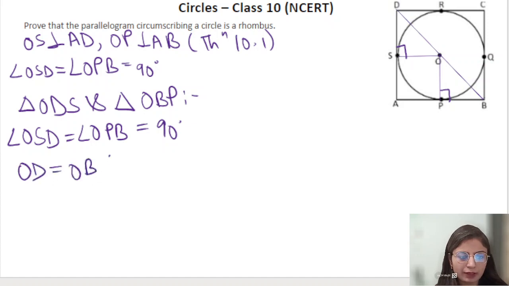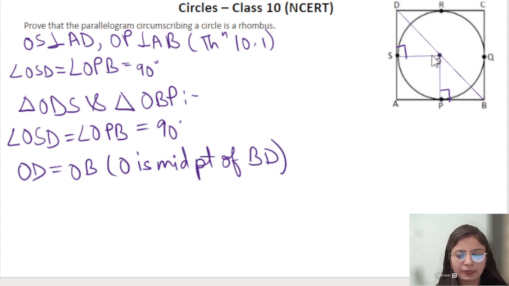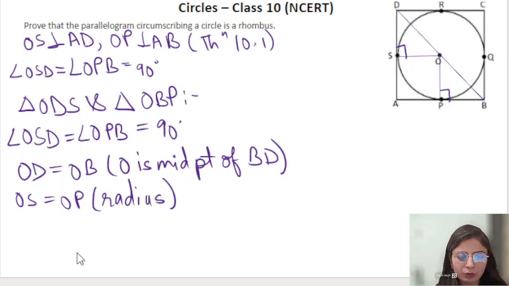Why they are equal? Because O is the midpoint of BD, right? O is the midpoint of BD. Also, OS equals to OP. Why they are equal? Because they are radii of same circle. Therefore, they are equal. Now, using RHS congruency, I have these two triangles congruent.